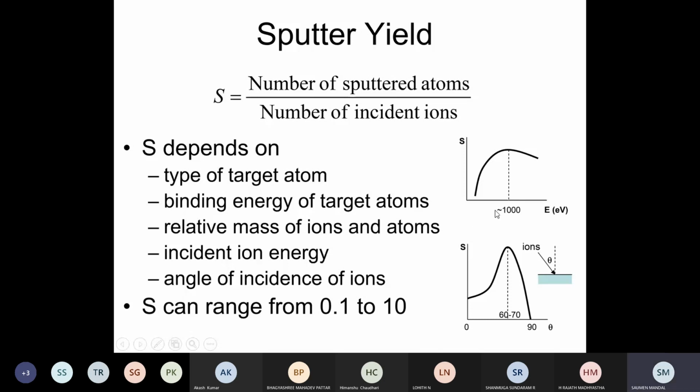And in the first picture you can see that at 1000 eV, or 1 kilo electron volt, this is the incident energy. So if you change that incident ion energy, at this particular energy you are getting the maximum sputtering yield. And in this case at a 60 to 70 degree angle you are getting the highest yield. 60 to 70, this is the incident angle of the incident ions. Okay, so these are very important parameters.